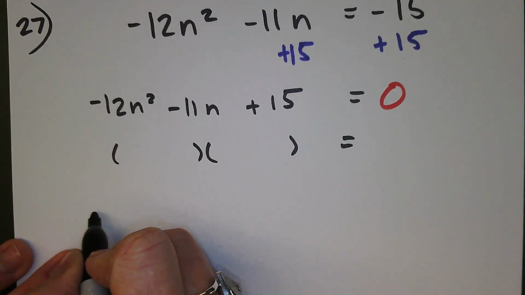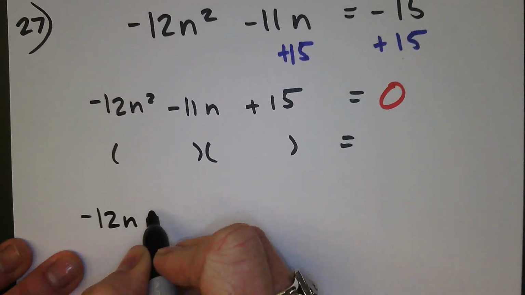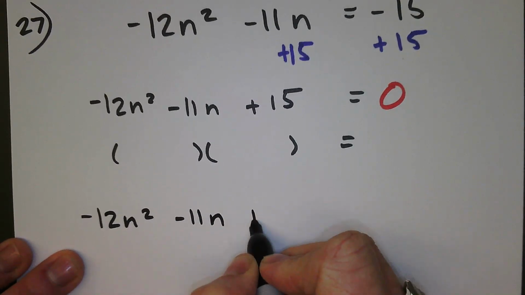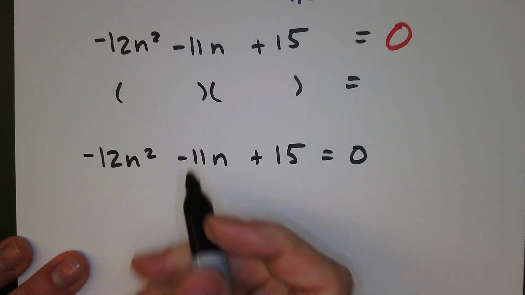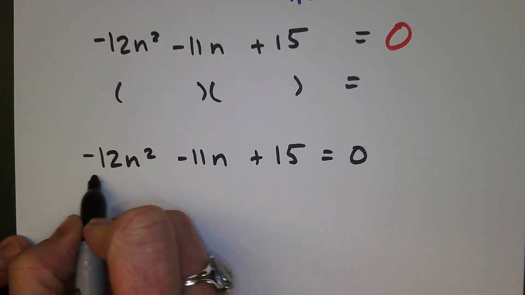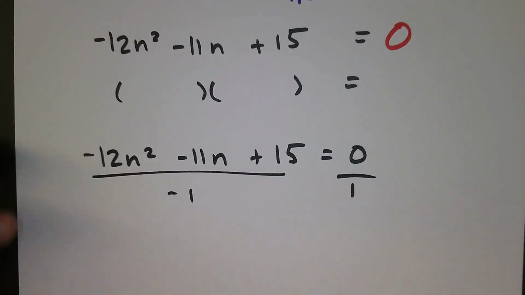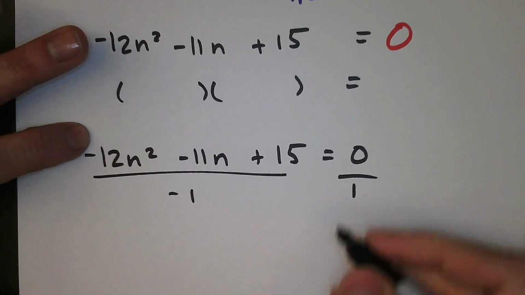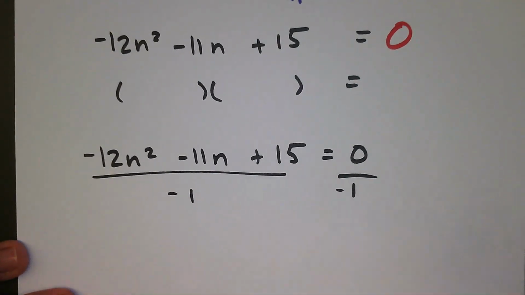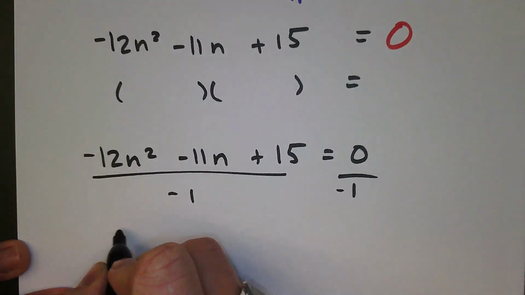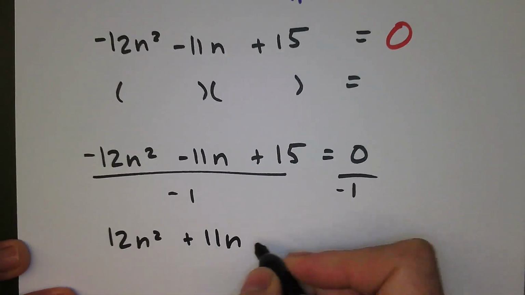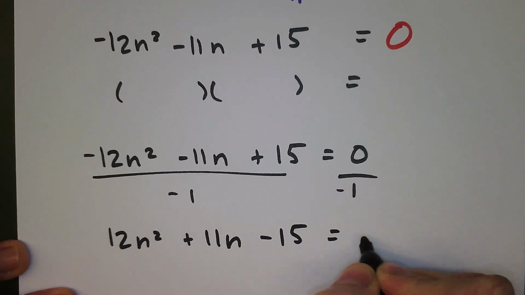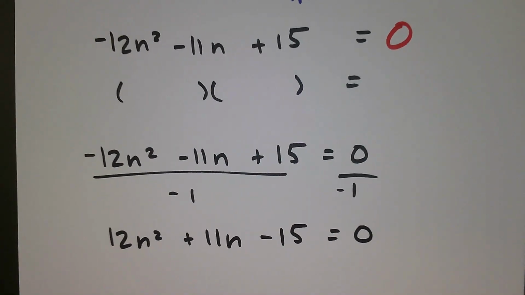In fact, let me just write it kind of below here. Negative 12n squared minus 11n plus 15 is equal to 0. We're going to divide everything by a negative 1, the left side and the right side, and that's because I want my a term to be positive. So basically the sign on everything is going to flip. This is going to become a 12n squared, this is going to become a plus 11n, and that's going to become a minus 15, and that's going to be equal to 0.